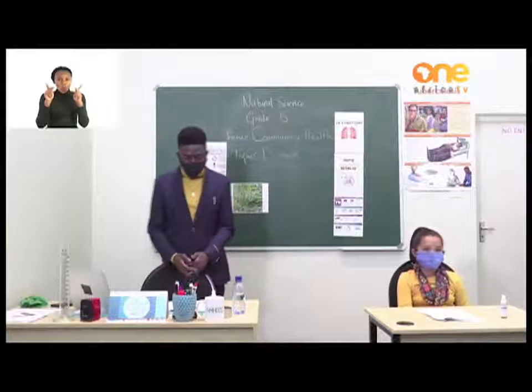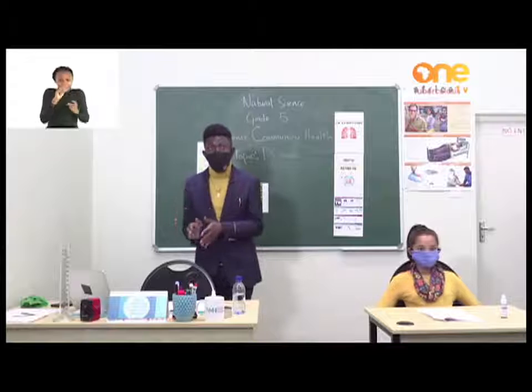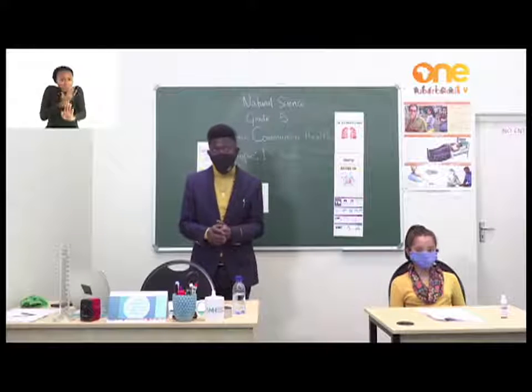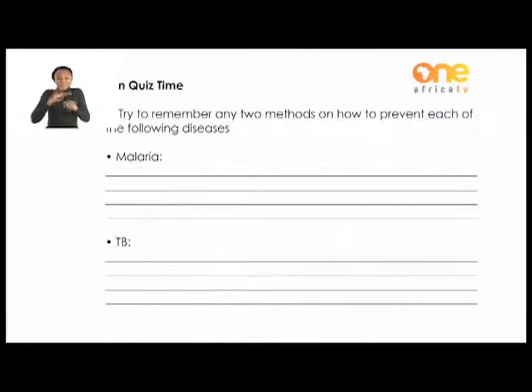All right, grade 5s. Now that we have learned what malaria is, and what tuberculosis is, and the ways to prevent these diseases, let us turn to page 22 for a fun quiz time. Question 1. Try to remember any 2 methods on how to prevent each of the following diseases. Number 1, malaria. Number 2, TB. Please, try to do this on your own without looking at the answers. And if need be, you can ask an adult at home to assist you.